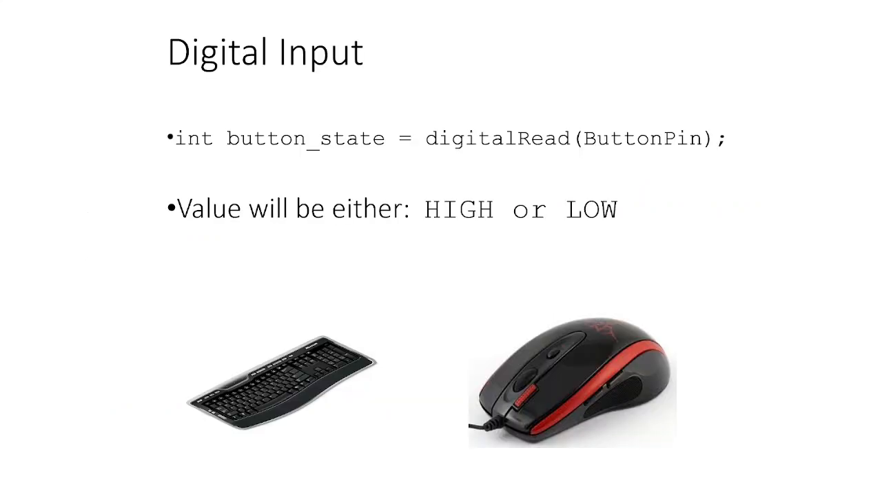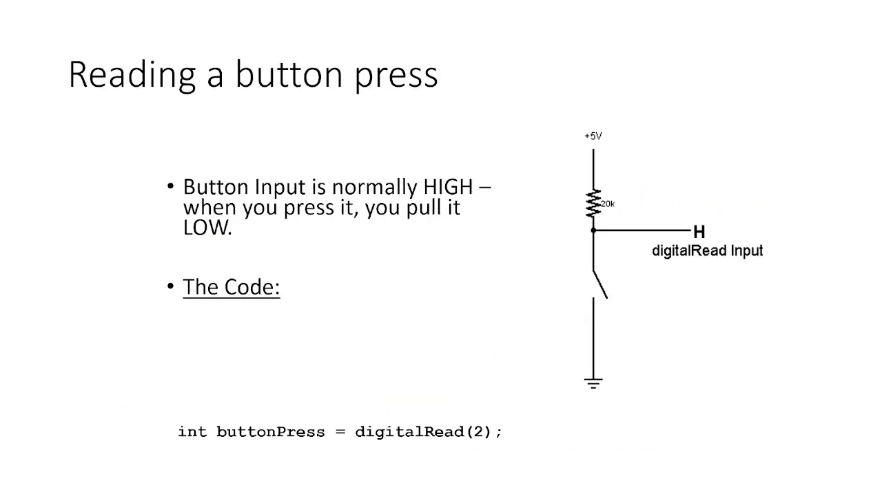Okay, digital inputs, we said they can either be high or low. Actually, we're going to start from this point: reading a button press. How can you read a button? Actually, a button is an example of a digital input. You can call it a sensor, maybe. It's a sensor because when we press the button, it's either going to send a high signal or a low signal.